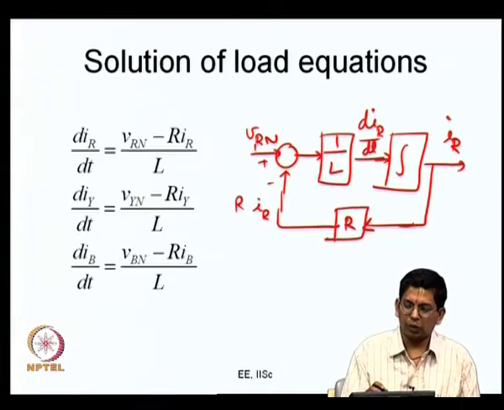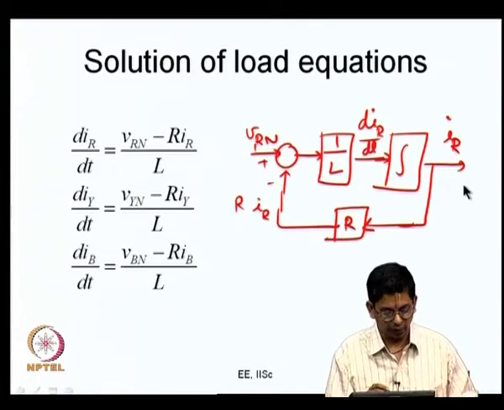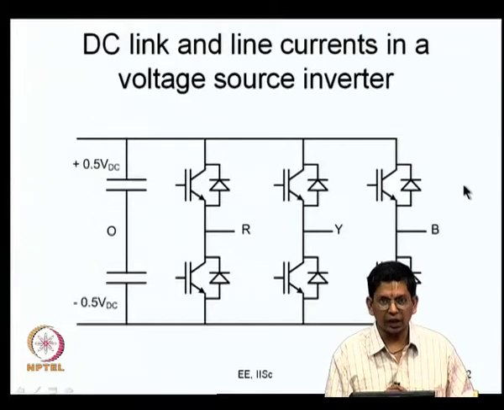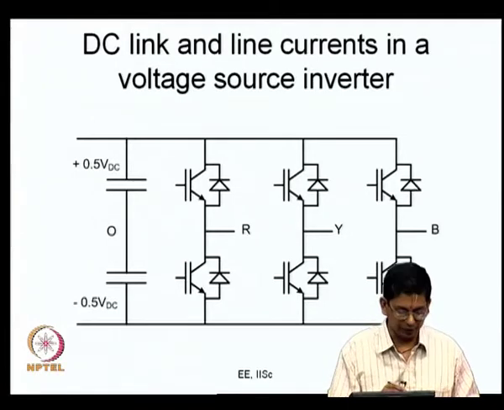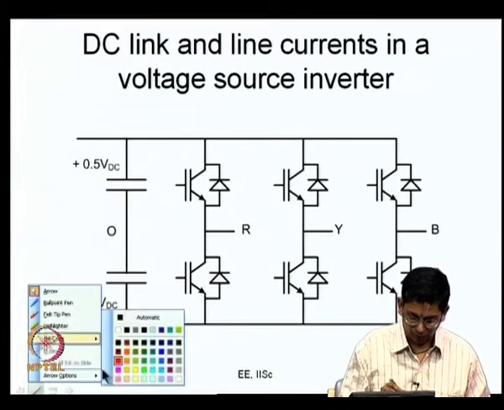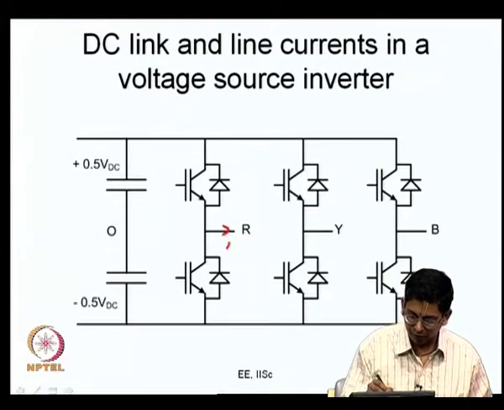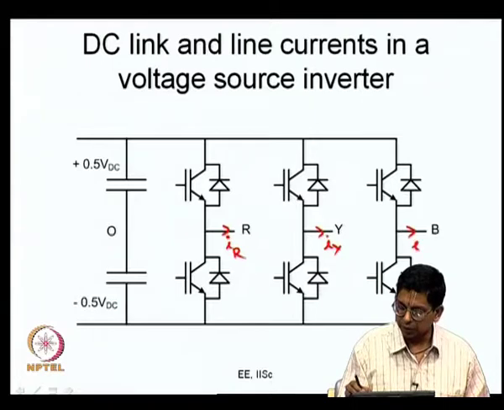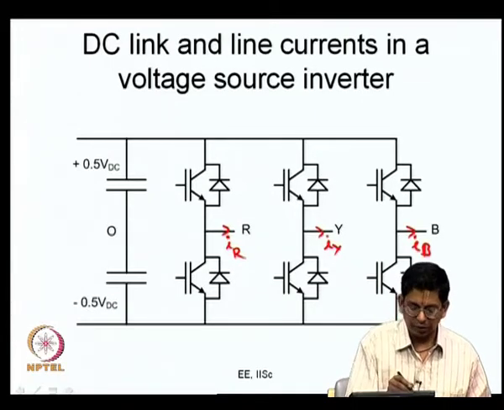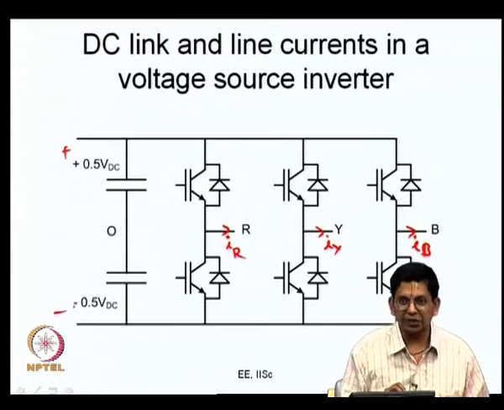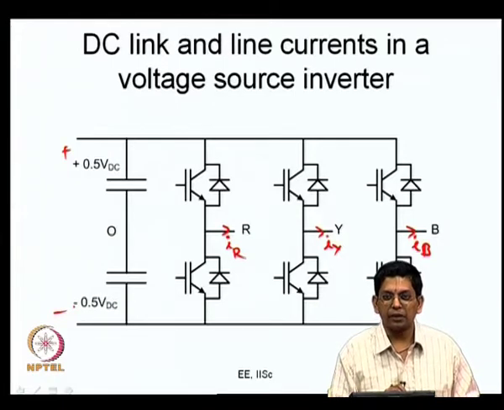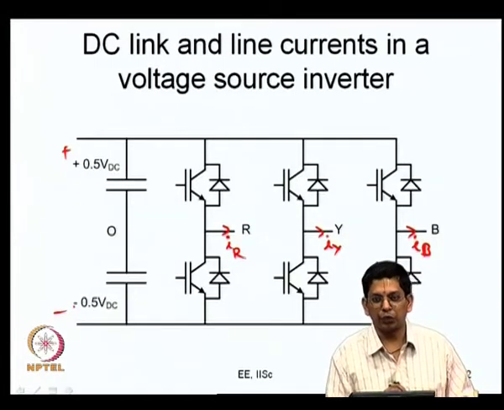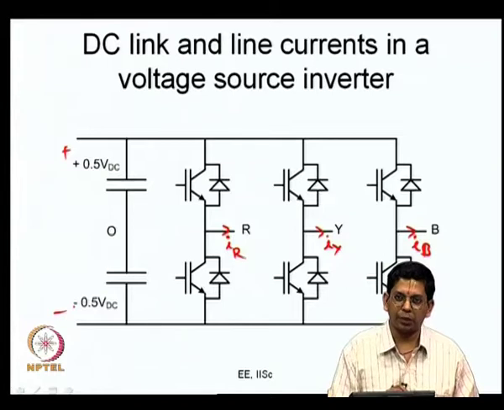If you solve them, what are you going to get? You are going to get IR, IY and IB. So, now with IR, IY and IB, you have to find out IDC. That is the next step. So, let me say this is IR, this is IY, this is IB. That is starting from the DC voltage and the switching functions. You have determined the 3 phase voltages VRO, VYO, VBO, or VRY, VYB, VBR, or VRN, VYN, VBN.